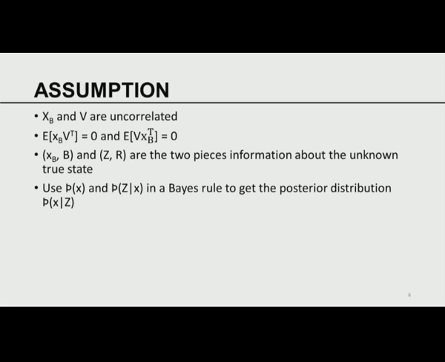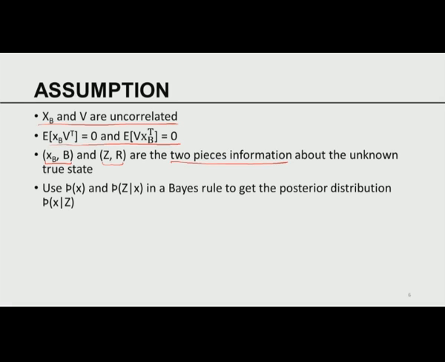So what are the assumptions? XB and V are uncorrelated. What is XB? XB is the background, and the observation noise is uncorrelated with it. These are standard assumptions. Why are these standard assumptions? They are very meaningful. There is no correlation between V and XB. XB refers to the prior, Z refers to the new information. These are two pieces of information about the unknown true state.